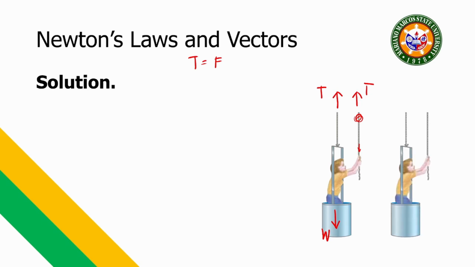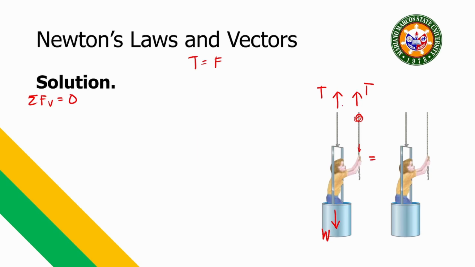Next, let us try to consider kung ano yung direction ng movement ng window washer natin. She pulled downward to raise herself slowly at constant speed. So, constant speed meaning yung acceleration niya ay equal to 0. Wala muna siyang acceleration. So, we will know that the summation of forces vertical acting on the system will be equal to 0, kasi yung acceleration nga niya is 0.